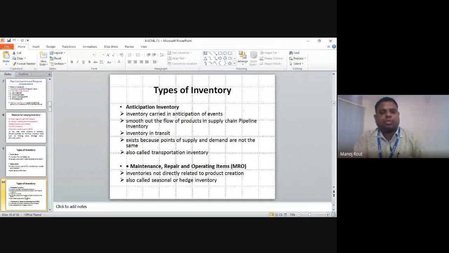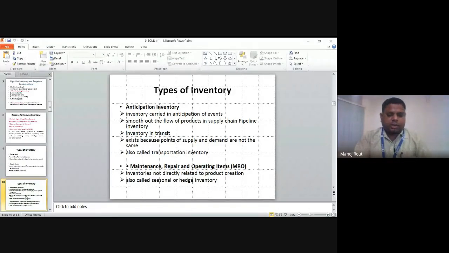The next point is to smooth out the flow of production. In the case of supply chain, pipeline inventories also play the role of inventory in transit. I will explain what pipeline inventory is in the next slide. It exists because the point of supply and the point of demand are not the same, and it is also known as transportation inventory.